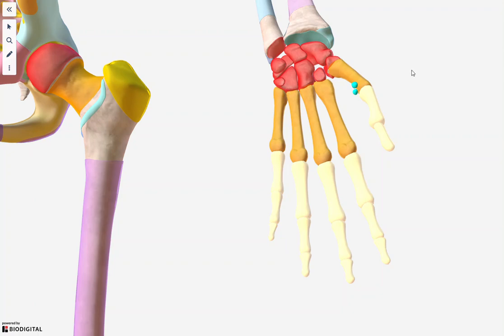I'm going to do a more detailed video of the bones and the structures from the hands up to the forearm and the elbow in a different video.